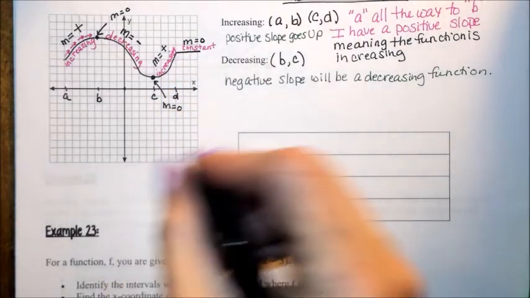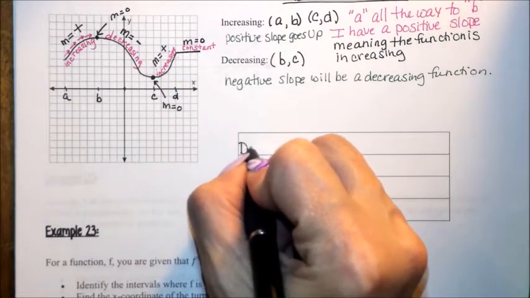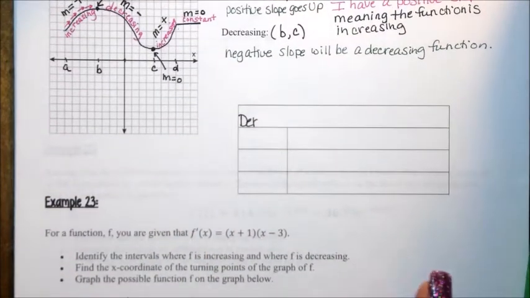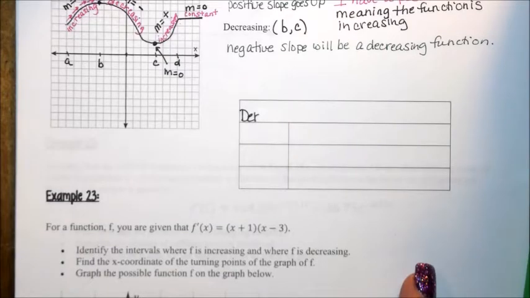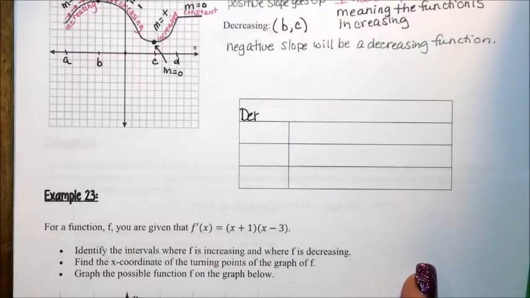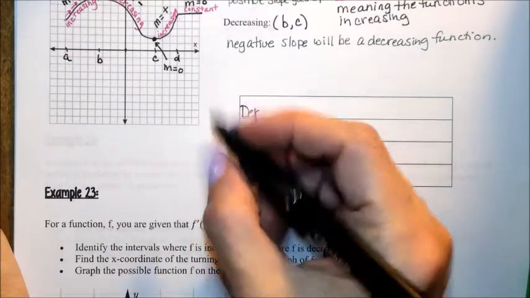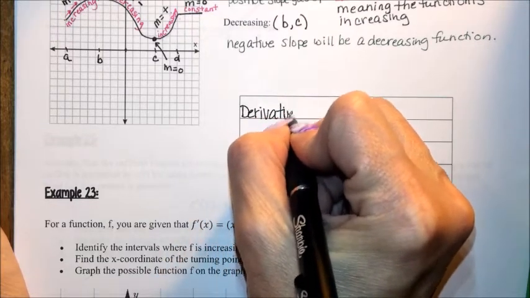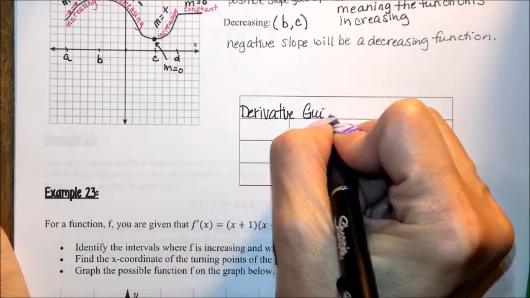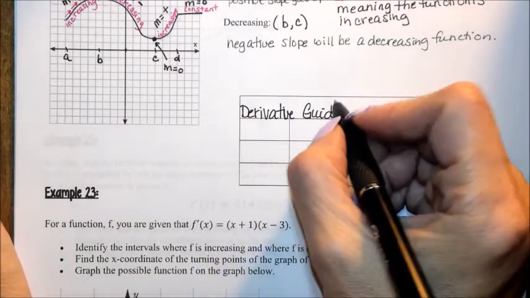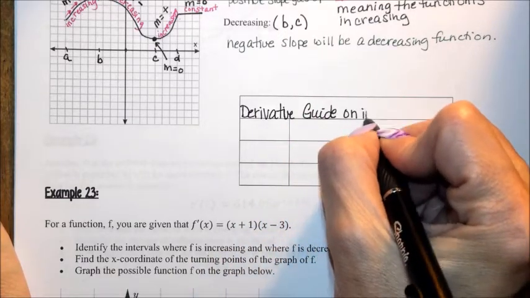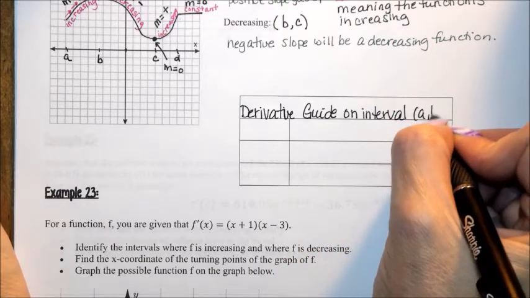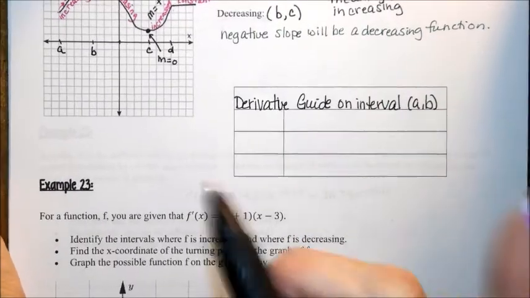So let's give you a guide. The derivative guide. Oh, that looks kind of blurry. Let me see if I can focus in a little bit. Yeah, that's a little better. Okay, the derivative guide on interval AB. We'll just call it interval AB. Okay, and it's what I just said.